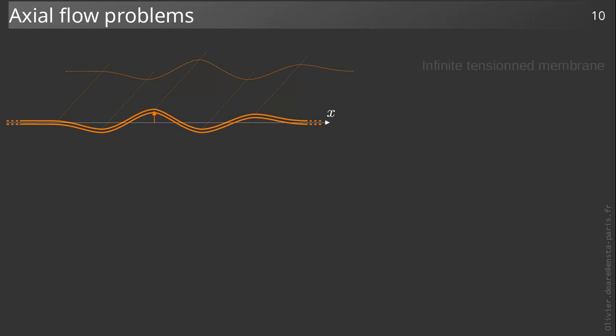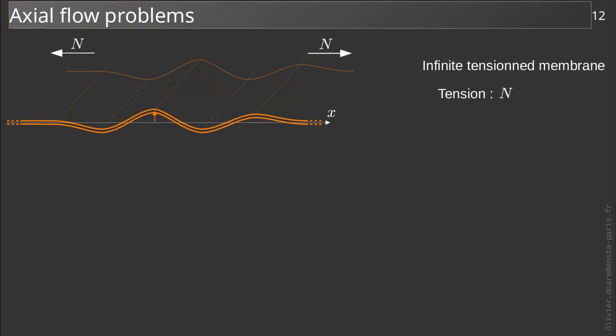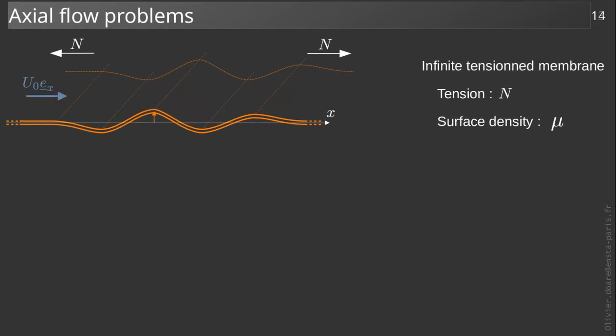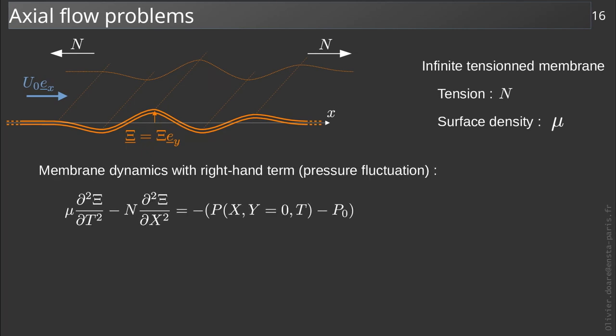For this example, we consider that the surface is a tensioned membrane. The tension is noted N, and the surface density of the membrane is noted mu. The flow velocity is U0 directed along EX and the displacement psi along EY. The classical equation governing the dynamics of a membrane is given here. We recognize an inertia term, a stiffness term coming from the tension in the membrane, and a right-hand term coming from the pressure fluctuation, hence the presence of the term minus P0.